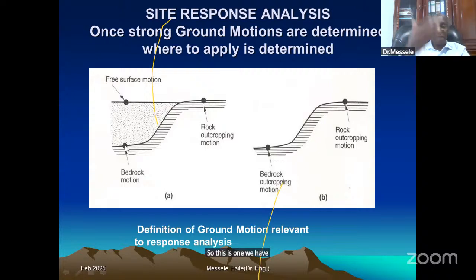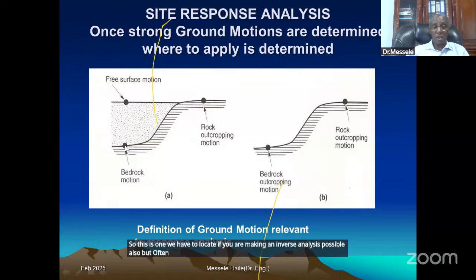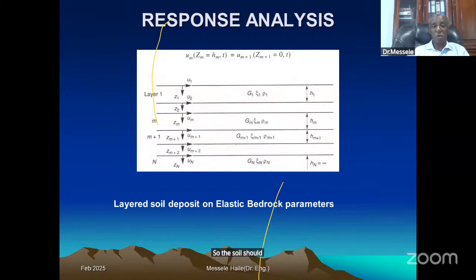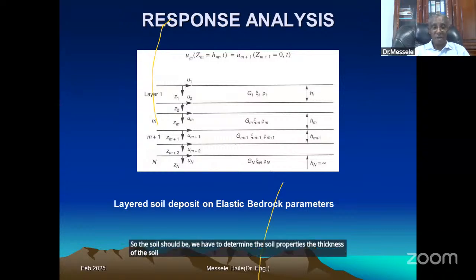If you are making an inverse analysis, it's possible also, but often we have to put these earthquakes or others at bedrock, so we can do the propagation. So the soil properties should be determined: the thickness of the soil, the density, the unit weight of the soil, then the layers. The damping and the stiffness characteristics should be characterized to make a dynamic analysis for the site.